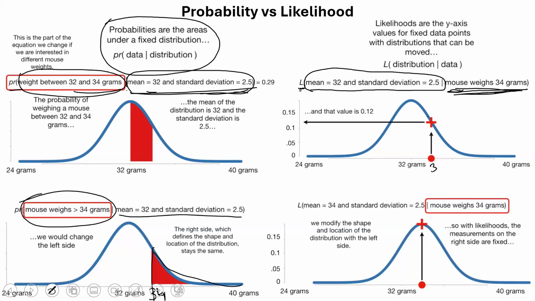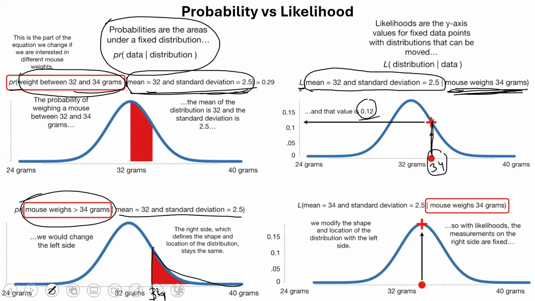So this is 34 grams here. And now if you want to find out the likelihood, just find out the value on the graph, or on the distribution. We just have to find out the value on the distribution for that particular given weight. So that is called the likelihood. In this case, the likelihood is 0.12. Okay. So the likelihood of a mouse weighing 34 grams is 0.12.